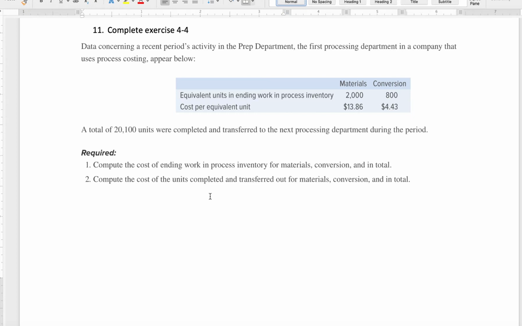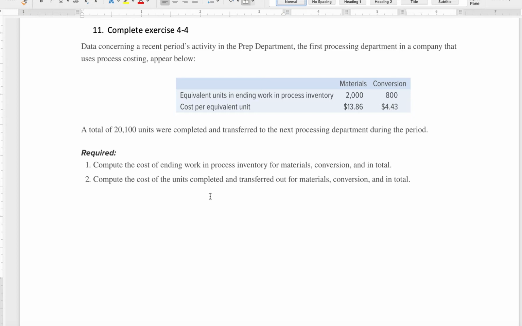Okay, so your next problem in your study guide is study guide problems, problem 11. And it says, complete exercise 4-4. 4-4 wants us to calculate the cost transferred out. Okay, so we have to basically calculate two things. First thing we need to calculate is the cost of the ending work in process, and then we need to calculate the cost of the units transferred out.